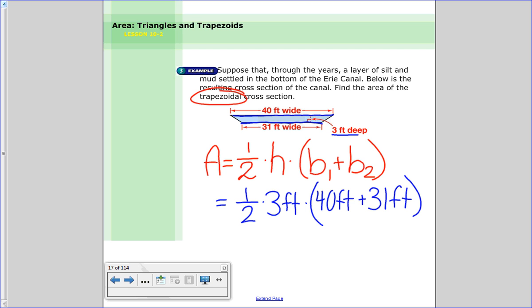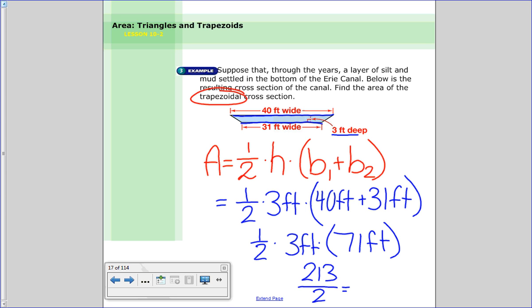Then, order of operations states, I start in the parentheses, so I end up with 71 feet times 3 feet times 1/2. So now you go ahead and just multiply those all together. Me, I do 71 times 3 and get 213. And again, you could just divide by 2 at the end or multiply by 1/2. And you end up with 106 and 5/10 feet squared. There we go. So that's how you do that one.